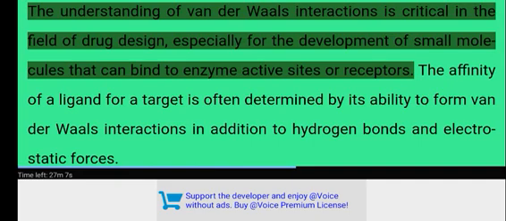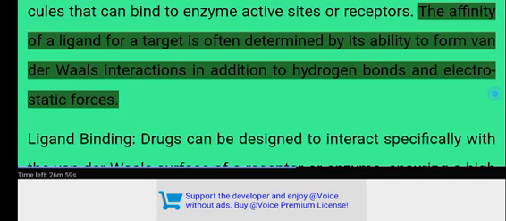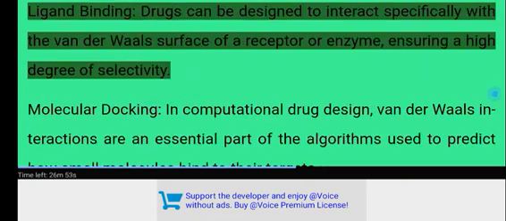6. Van der Waals forces in drug design. The understanding of van der Waals interactions is critical in the field of drug design, especially for the development of small molecules that can bind to enzyme active sites or receptors. The affinity of a ligand for a target is often determined by its ability to form van der Waals interactions in addition to hydrogen bonds and electrostatic forces.